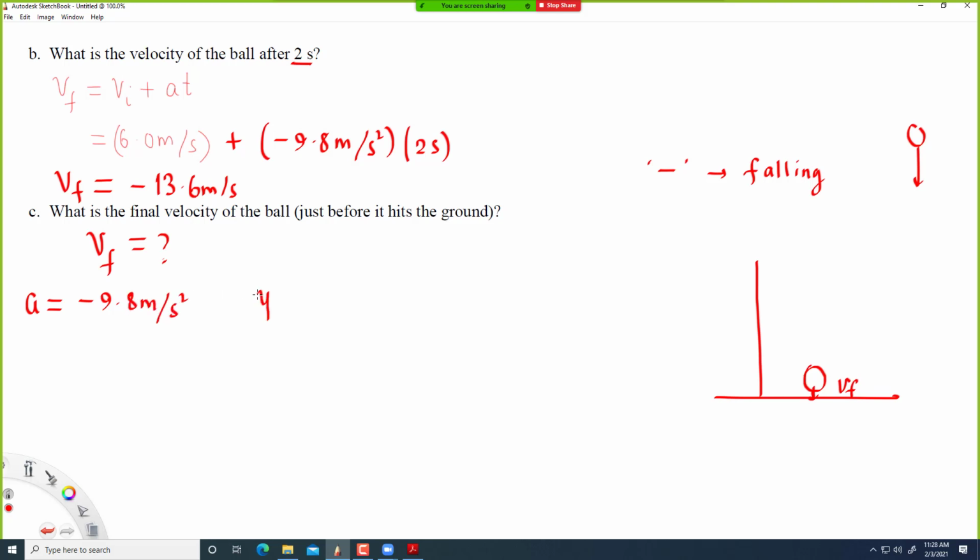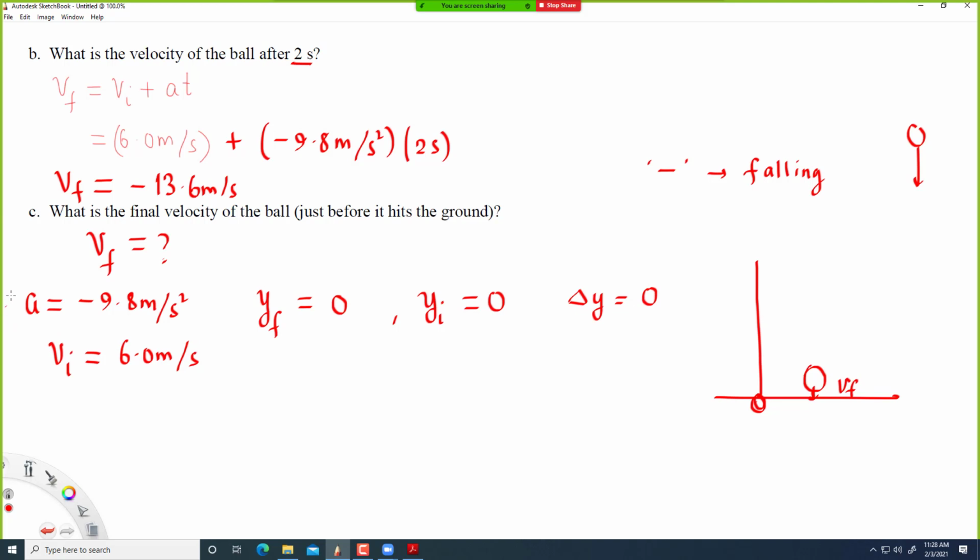What would be the final position of the ball just before hitting the ground? What's the final position? 0, exactly. Because this is the 0 mark, it went up and then ended again back at 0. So the final position is 0. Initial position is also 0 because it started from the 0 mark. And we also know the initial velocity, 6 meters per second. So delta y, y final minus y initial, is 0.